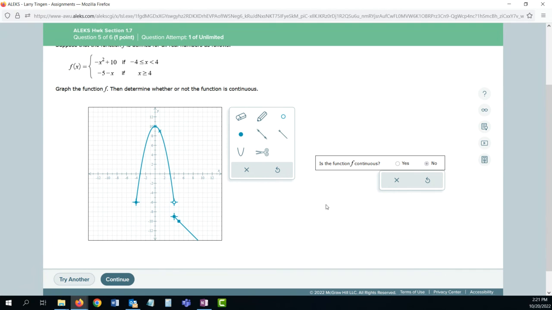Anything else? Any other questions? No, 1-7. We'll move 1-7 and 1-8 to next week.